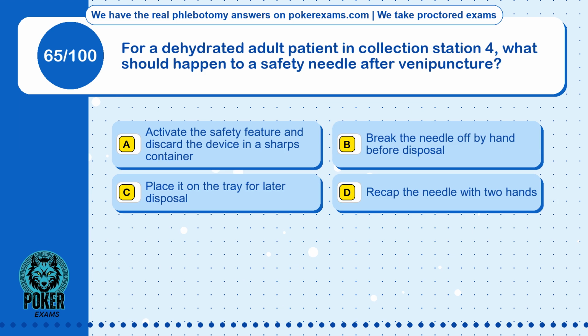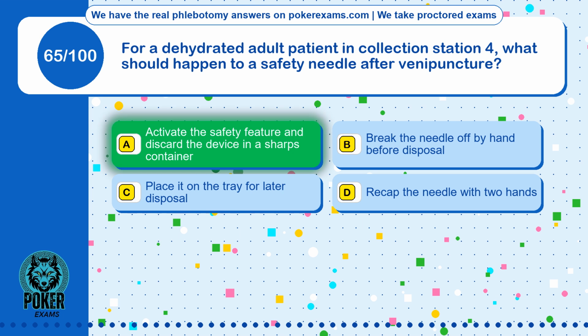Question 65. For a dehydrated adult patient in collection station 4, what should happen to a safety needle after venipuncture? Option A, activate the safety feature and discard the device in a sharps container. Option B, break the needle off by hand before disposal. Option C, place it on the tray for later disposal. Option D, recap the needle with 2 hands.